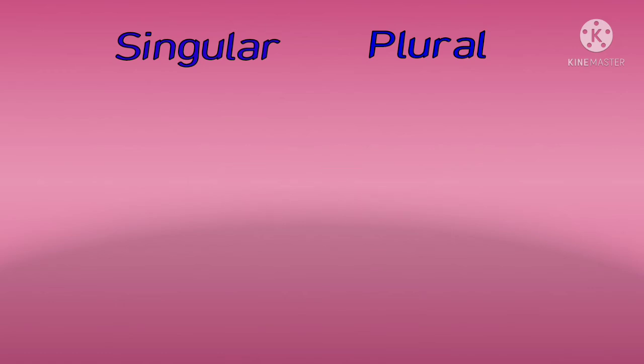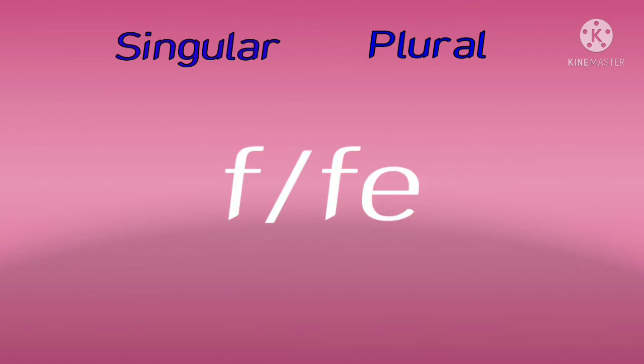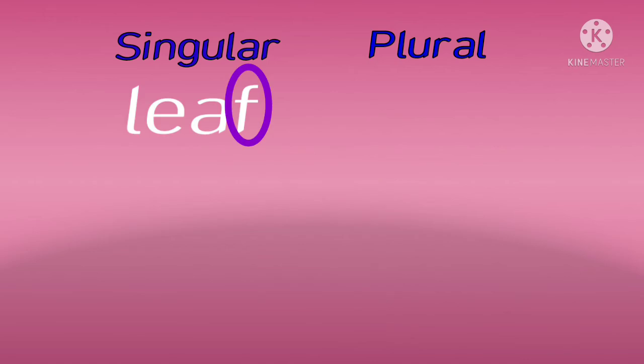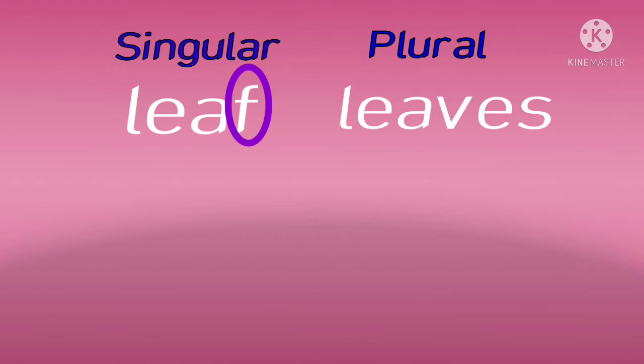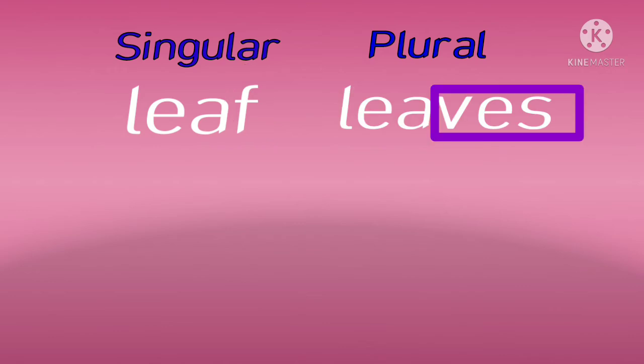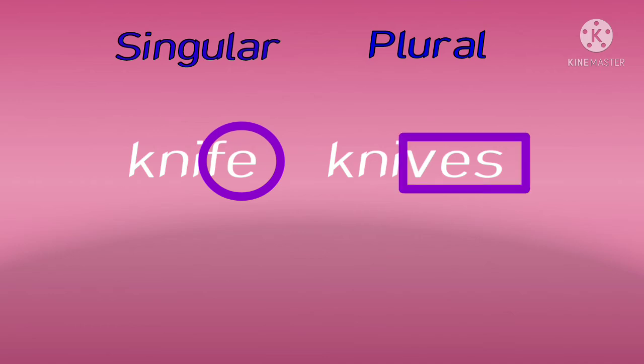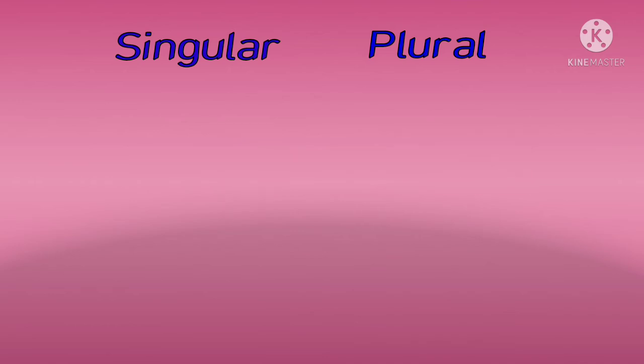The nouns ending with f or fe. To make such words plural, what you have to do is remove f or fe and add the suffix ves. For example, leaf. If you want to make the plural form of leaf, you will remove f and add ves. So the plural form of leaf is leaves. In the same way, the word knife ends with fe. We have to remove fe and add ves to make it plural.